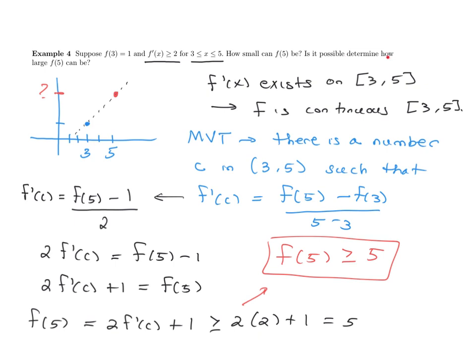Is it possible to determine how large f of 5 can be equal to? And the answer to that is no. Your function could look something like this, where you have a very large slope. And that means it can always be larger and larger and larger. So I can't put an upper bound on it, but I can for sure say, well, it can't be less than this number here.